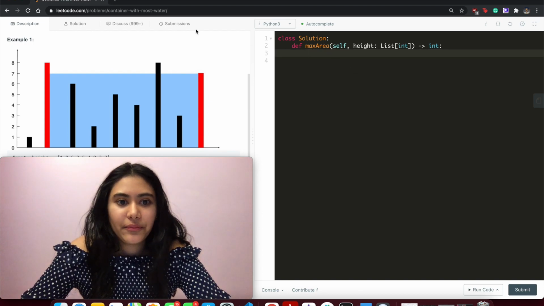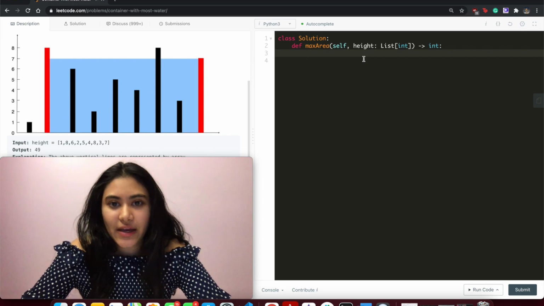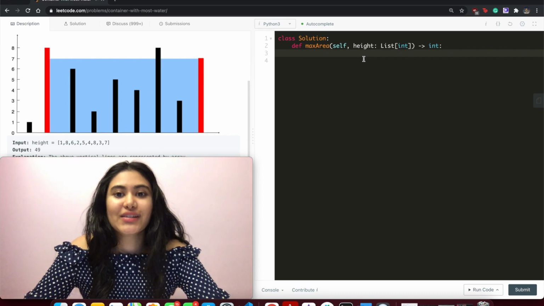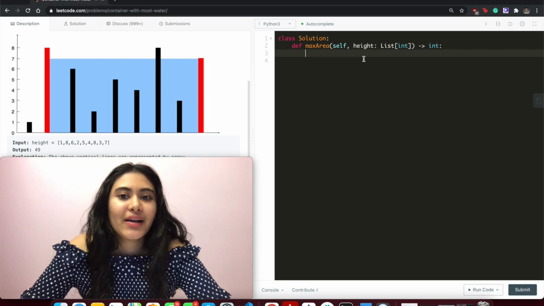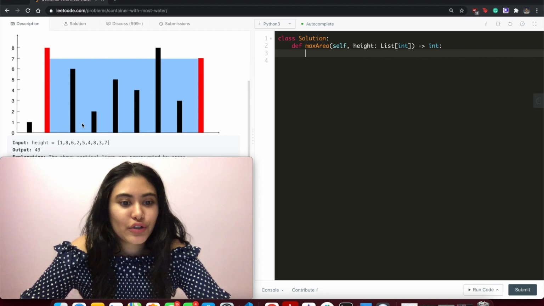Now that we know that, how do we find the max area? Area is length times width, and we essentially want to maximize both numbers as much as possible to get the max area. Well, for the width, that would just be how far apart the bars are, so the indices.